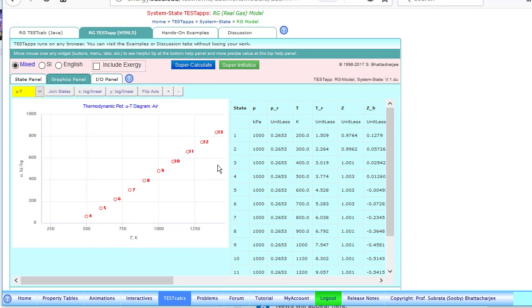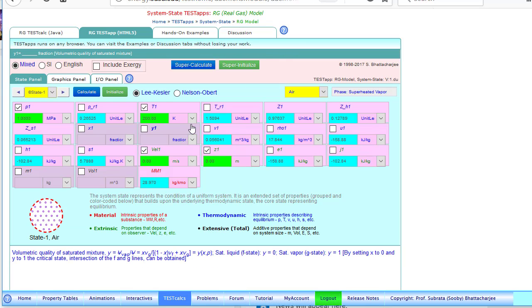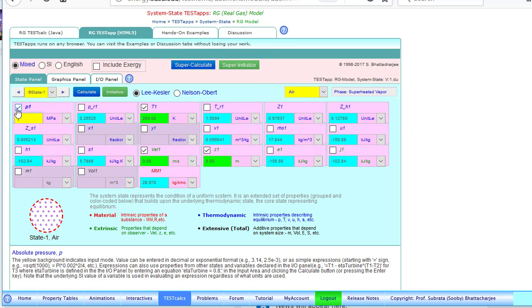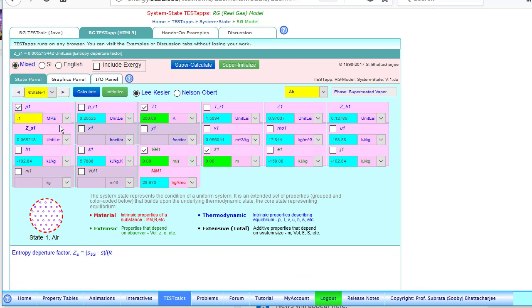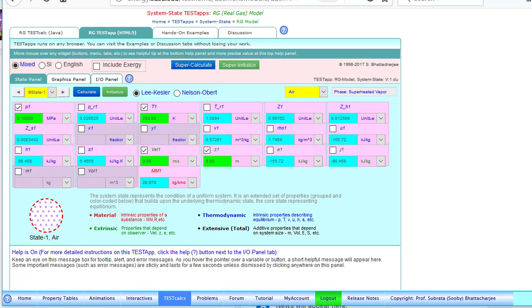You'll notice that it looks pretty much exactly the same. It has all the same Y values, because if you go back to the state panel for pressure 1, say, and look at the U value right here for 1 MPa, it's negative 158.8. If you change it back to the 100 kPa or 0.1 MPa and hit calculate, it's negative 155. So they're really close, so the graphs look pretty similar.